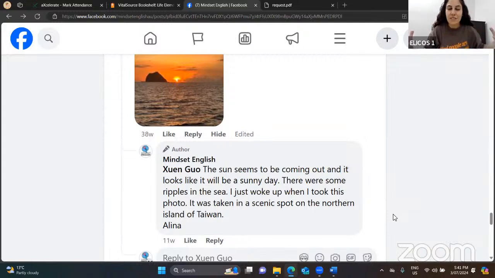So that's beautiful. She's telling you where she took it, that she just woke up and she took this photo. And it's just the sun is just about to come up. So the day is just about to start. And she said where? In an island in northern Taiwan.